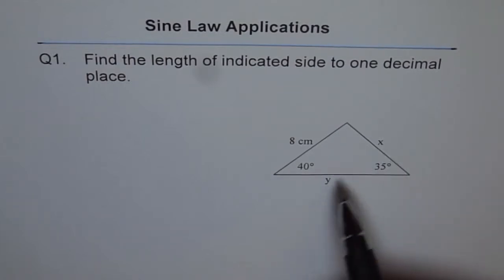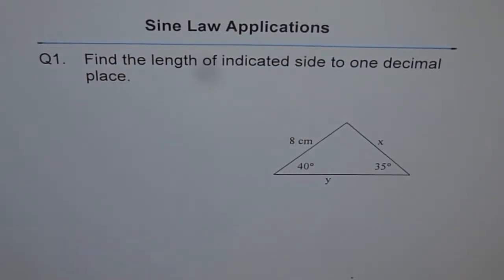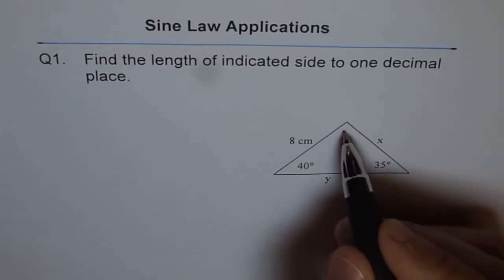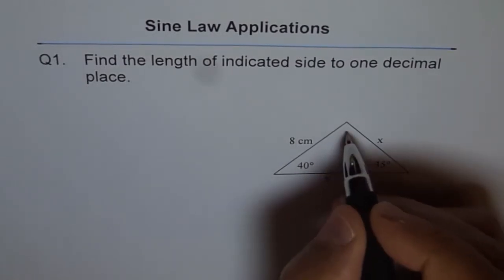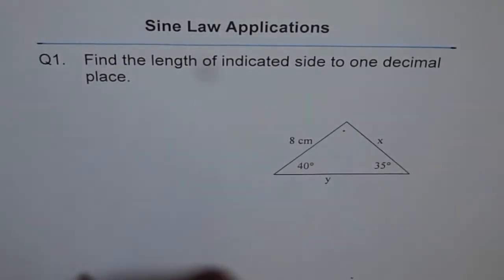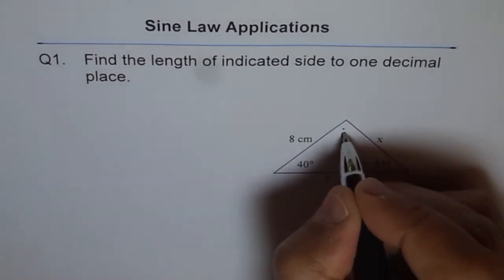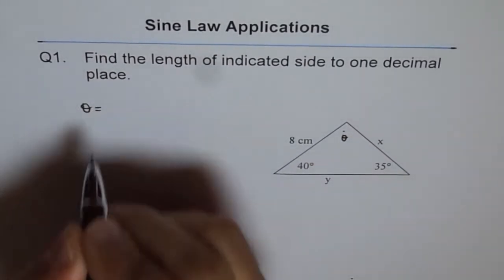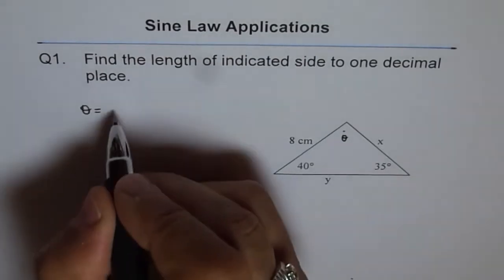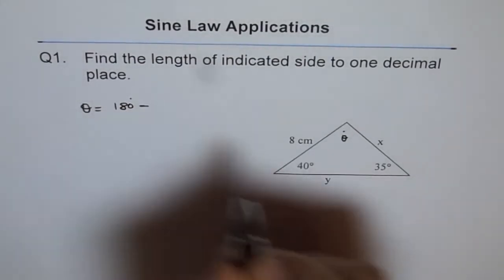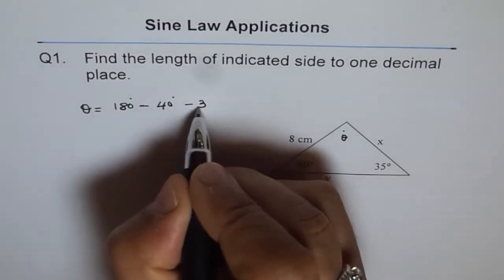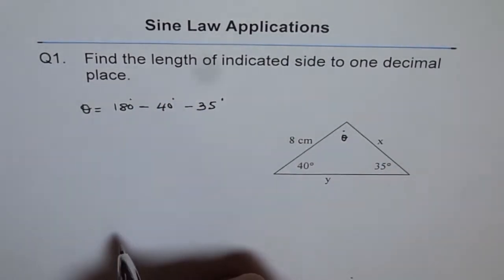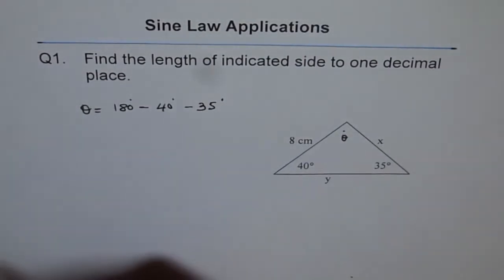And we need to find the other two sides. Well, that's easy for us now, right? And we can find that angle also, correct? So let's do this with the help of sine law. First thing is, let me also find what that angle is. Let me say that angle is theta for the time being. Theta equals, the total is 180, so it is 180 degrees minus 40 degrees minus 35 degrees. So that is what the angle theta will be.